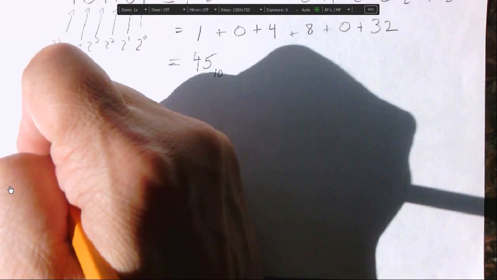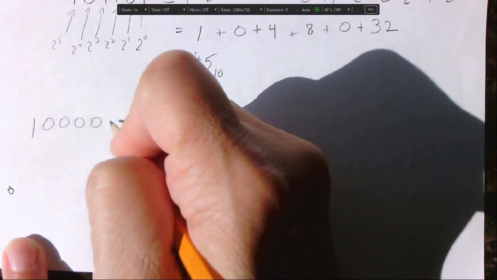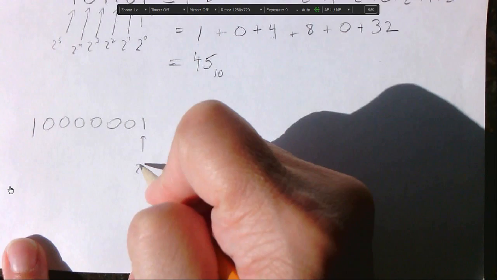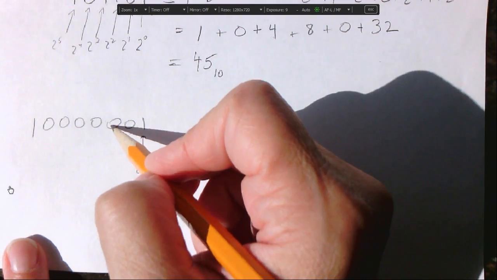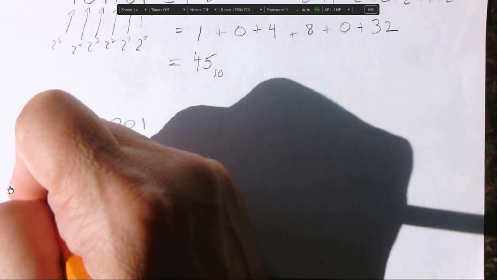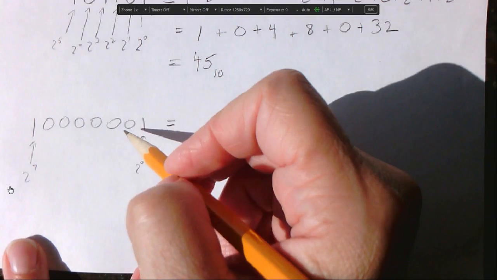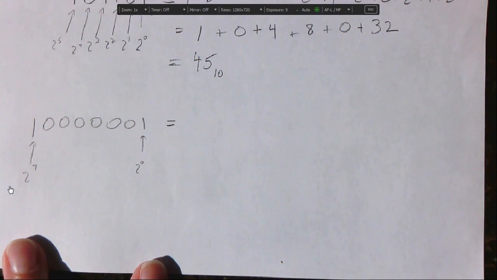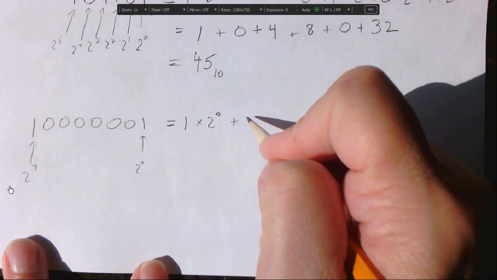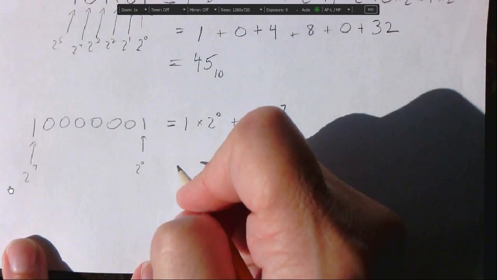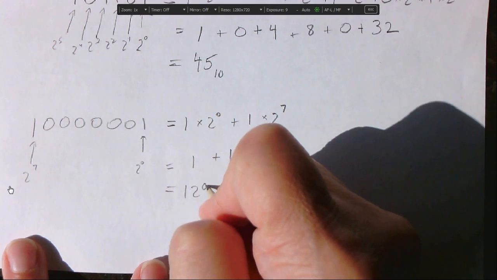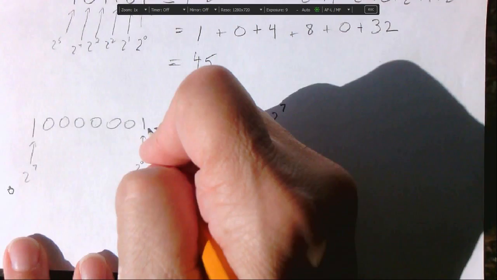I'll do a longer one. So let me do 1, 0, 0, 0, 0, 0, 0, 1. Okay, so what do we have here? This is the 2 to the 0, 2 to the 1, 2 to the 2, 2 to the 3, 2 to the 4, 2 to the 5, 2 to the 6, 2 to the 7. So expanding it all out, I can skip all those zeros because we know that they're not going to be added up to anything. So here we have 1 times 2 to the 0 plus another 1 times 2 to the 7, which is 1 plus 128, which is 129.